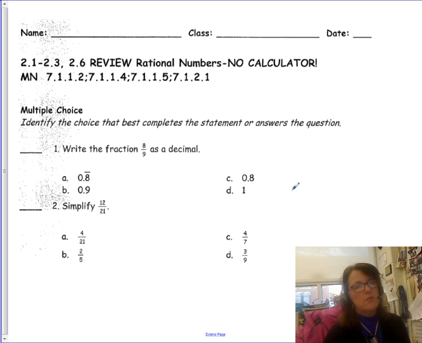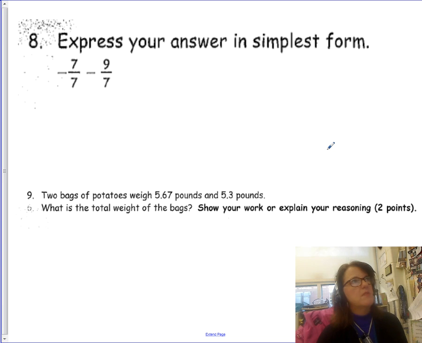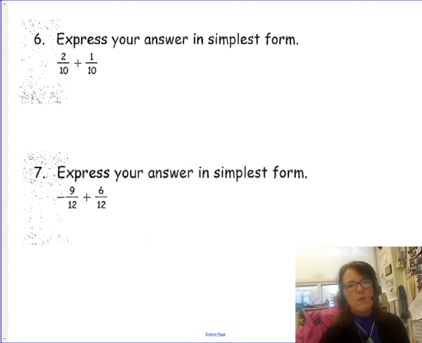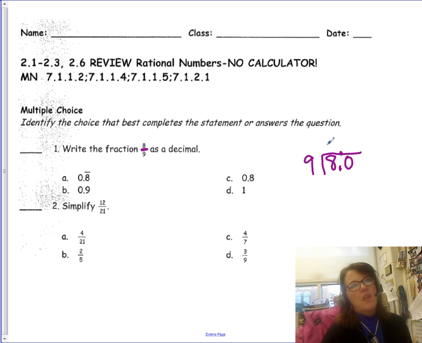Write this as a decimal. Now, here's the deal. Anytime you see this fraction as a decimal, remember this fraction bar means divided by. 8 divided by 9 means 8 divided by whatever the denominator is. In this case, it's 9. All right. Take a look. 9 can go into 8. Do you still do this trick, perhaps? Okay, to help you figure out what's what.